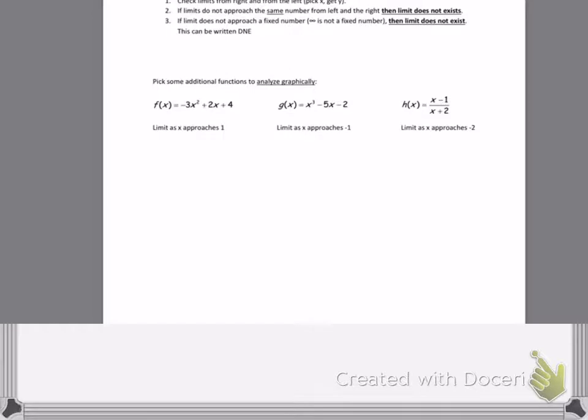Okay, now I've picked some additional functions to analyze graphically. You have the option of putting these in your graphing calculator, but if you did, this graph would approximately look like this. That's the graph of negative 3x squared plus 2x plus 4. If this is the x value that I want to analyze, let's just say 1 is here, I would approach it from the left and from the right, and I would then read over to what number I am closing in on, and that number happens to be 3.